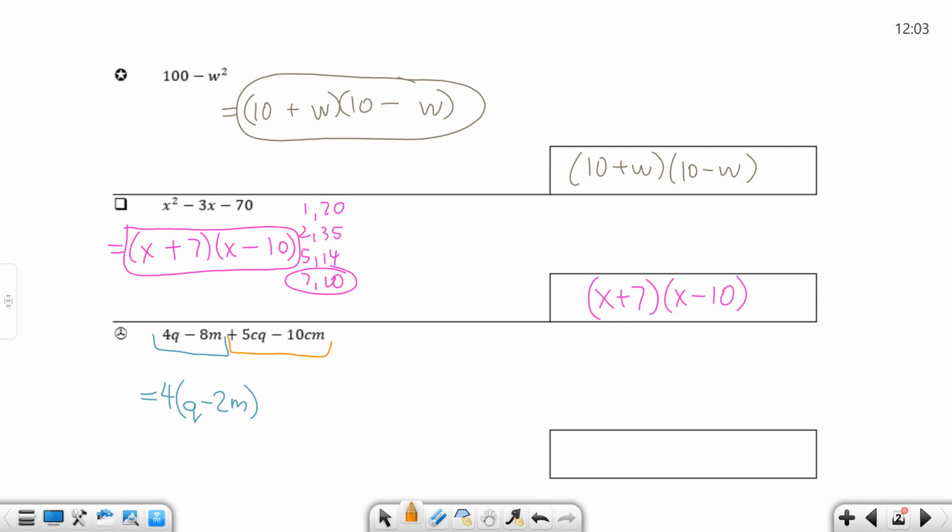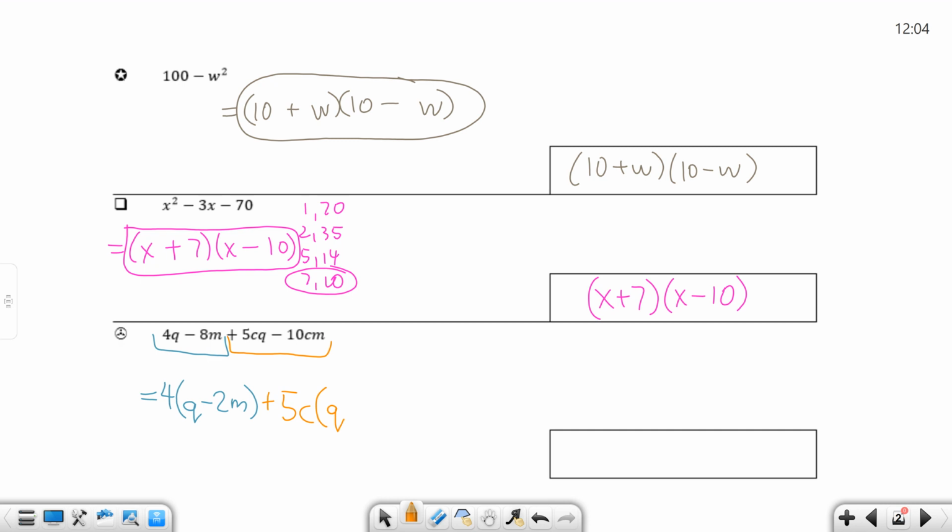5CQ and negative 10CM. So they have a 5 and a C in common, and we typically take this sign out. So let's put a plus here. Again, that may not work. You may need to make that a minus and see if it works, or change the sign. And then what's left over? We have a Q, because we have the 5C already out front, the Q.